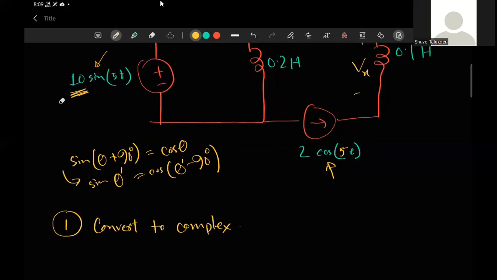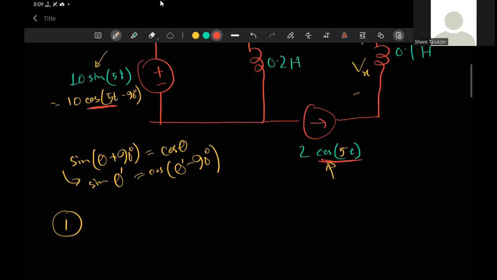So you can write this as 10 cos 5t minus 90 degrees. Now both of them are in cos 5t. Both of them have cos 5t, right? So your first job is to split it, from convert to complex. So let's write step one.